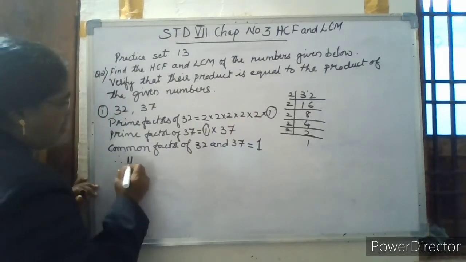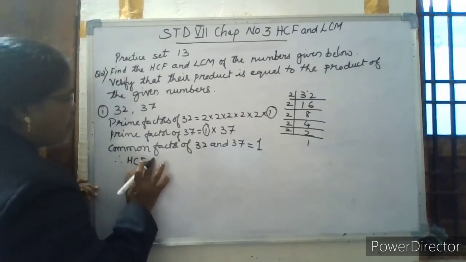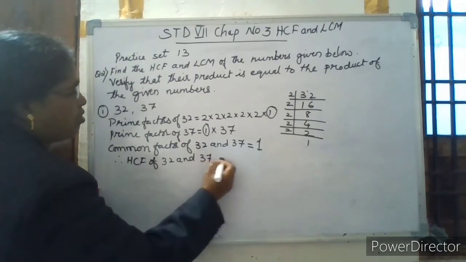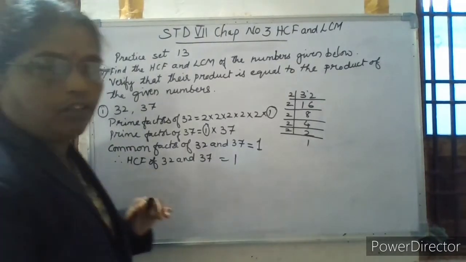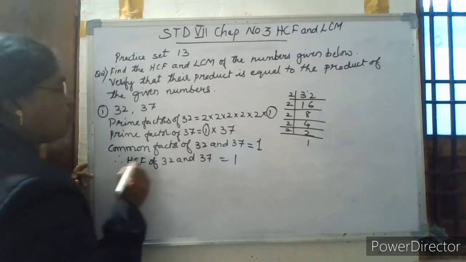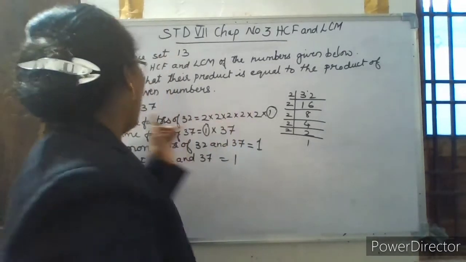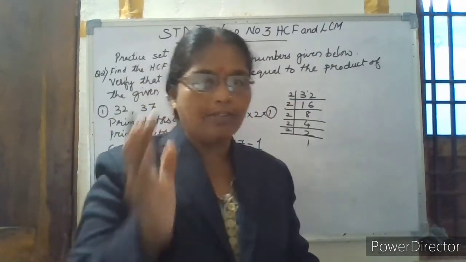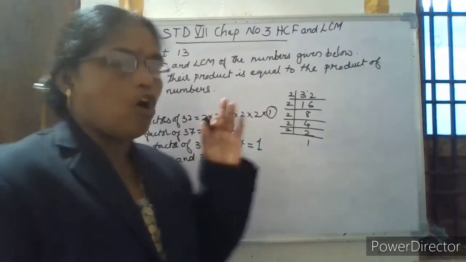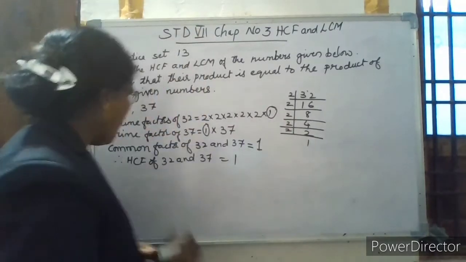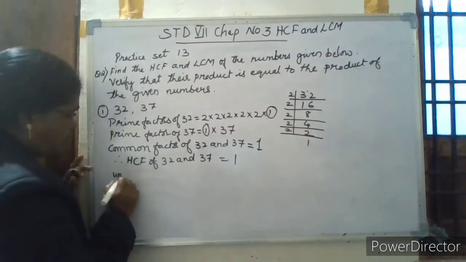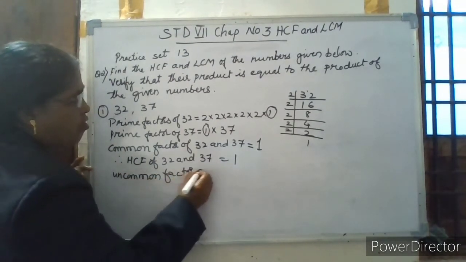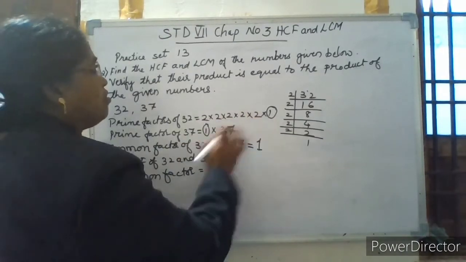Therefore, HCF of 32 and 37 is equal to 1. Now let us find the LCM. Before finding the LCM, you know that LCM of any two numbers is equal to HCF into uncommon factor, or common factor into uncommon factor. So let us find the uncommon factor. Now you can see all these numbers are uncommon.